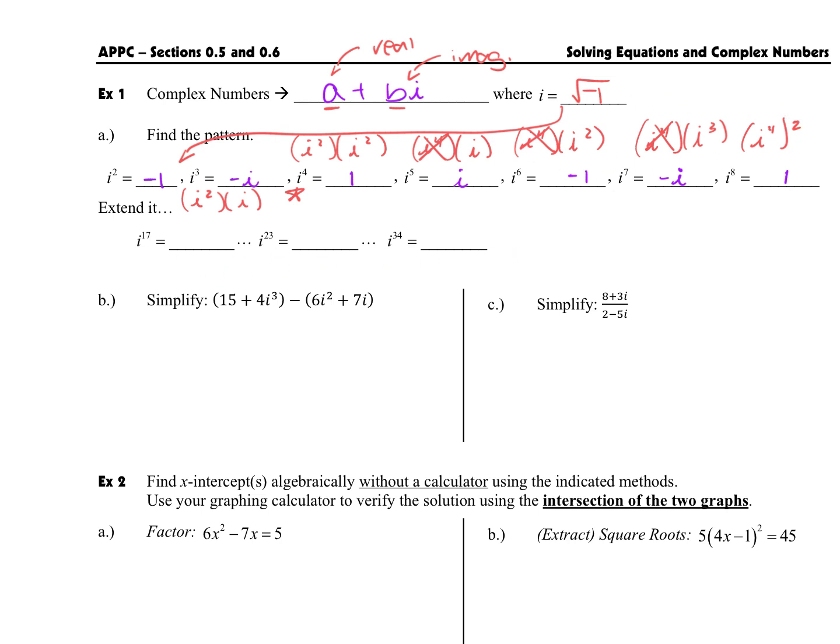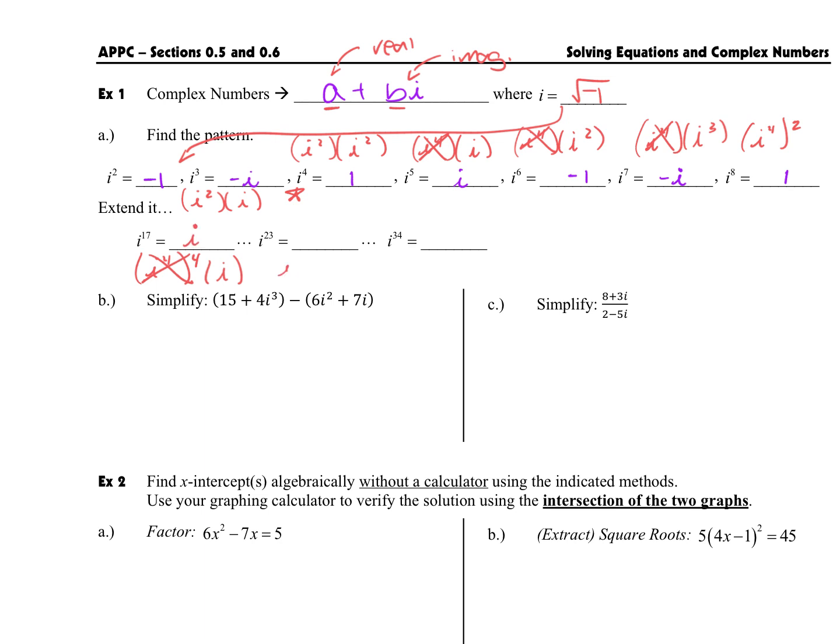So this idea is what we're going to do now, and we want to be comfortable with this. We're looking for groups of 4. So we always start with a group of 4. How many groups of 4 are in 17? There are 4 of them. So 4 times 4 is 16. I still have an i left over. This part goes away because it's just a 1. So i to the 17th is i.